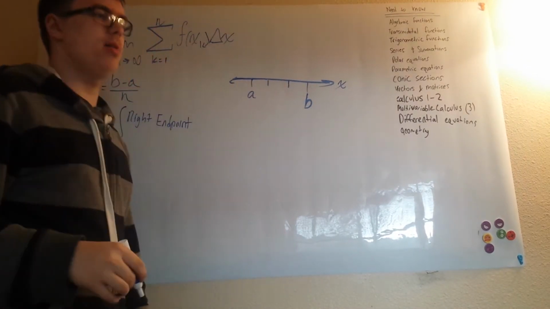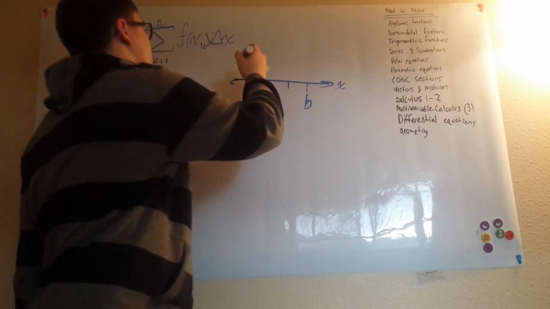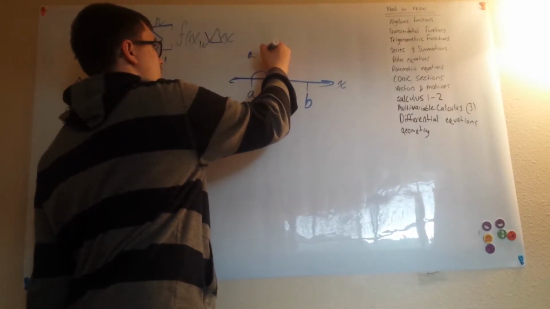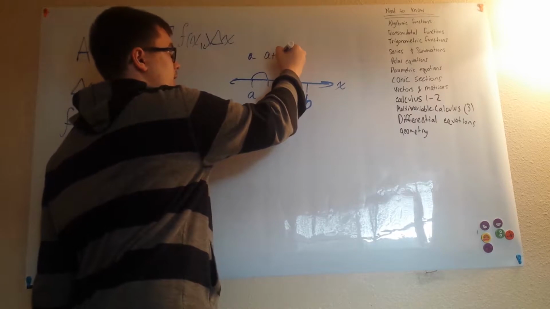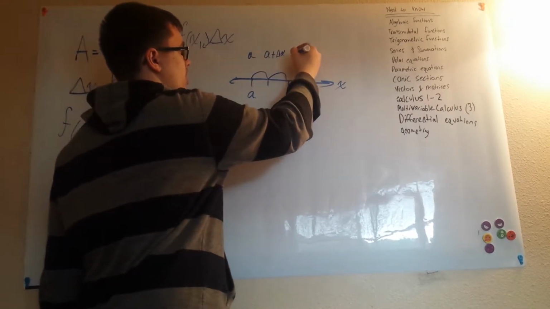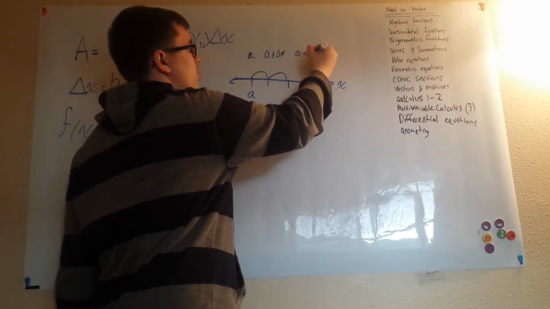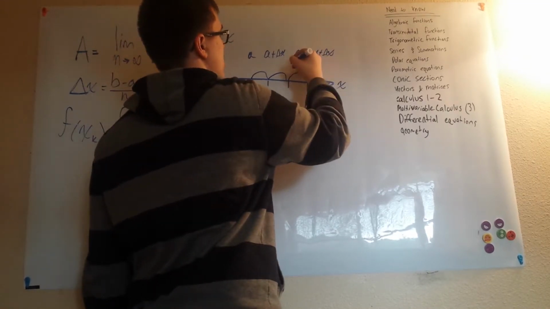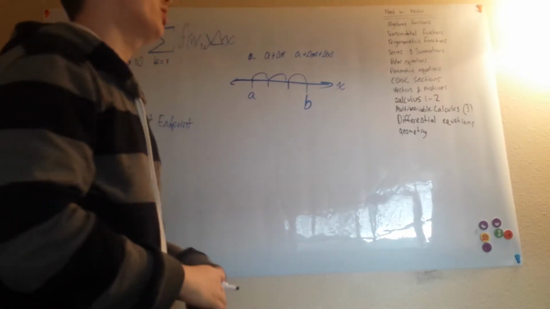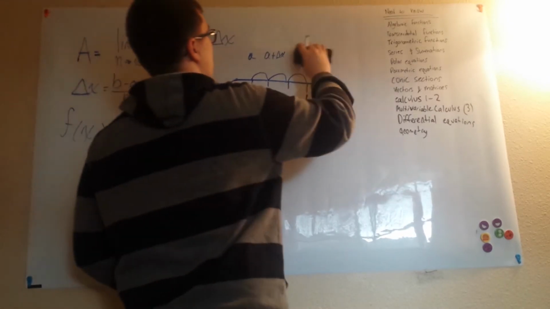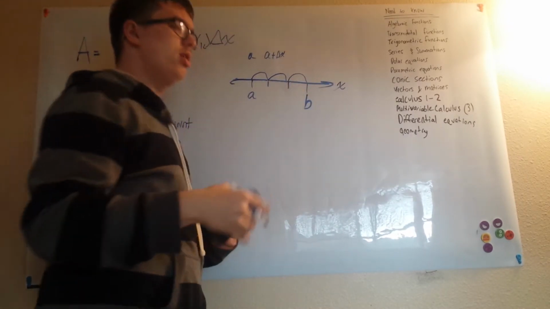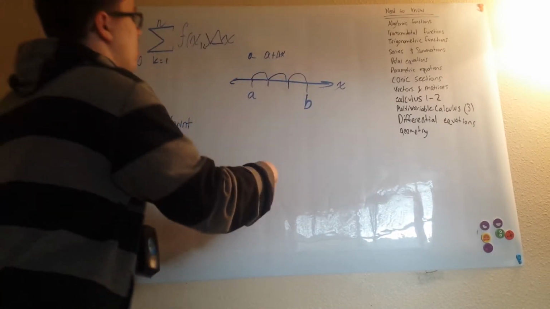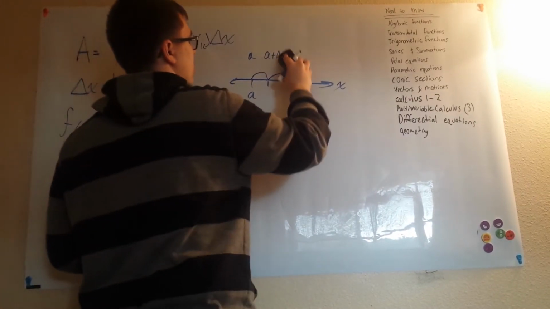The first one's a. So let's jot that down. The next one is what? a plus delta x, right? The next one is what? a plus delta x plus another delta x, right? And the next one is again a plus delta x plus delta x plus delta x. So what I'm really doing is, for every rectangle I'm skipping, adding or multiplying that by delta x.